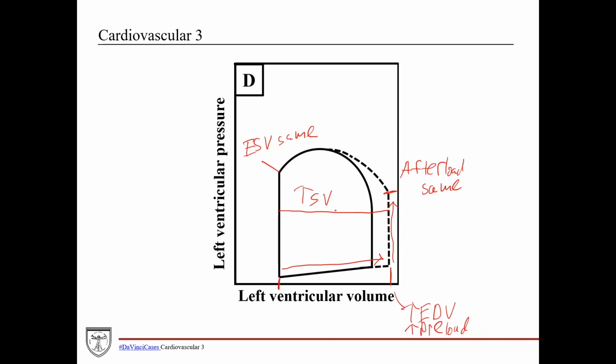Afterload's the same, contractility is the same. So this really just corresponds to an increase in preload. This is what this PV loop corresponds to. Again, that corresponds to increased venous return.